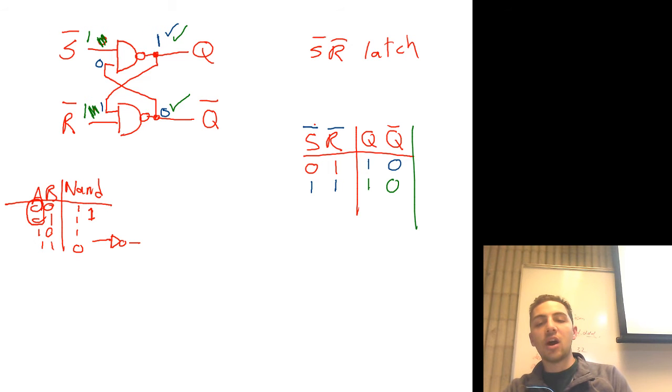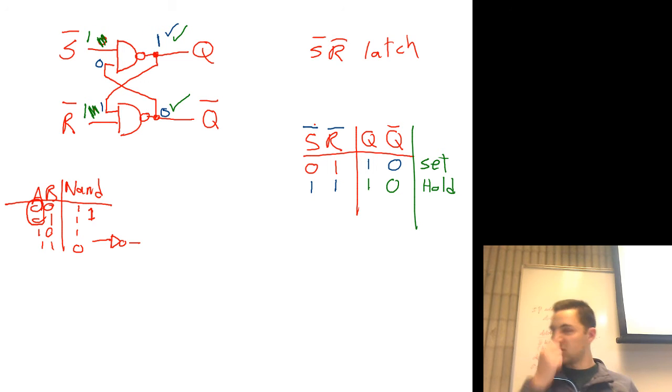So with S bar, R bar latches, this is my set state, and this is my hold state. So the difference is with NORs, your hold state is 0, 0. With NANDs, your hold state is 1, 1.